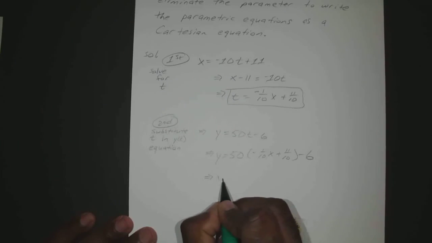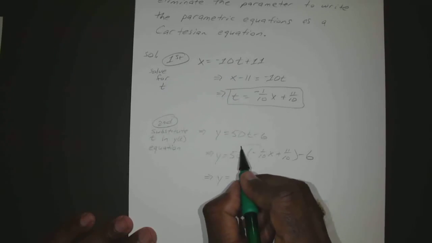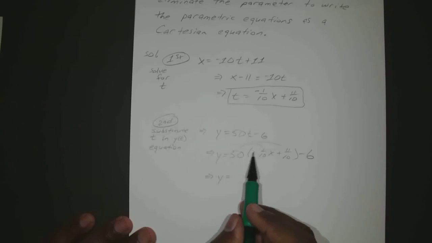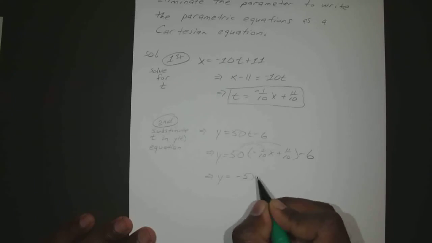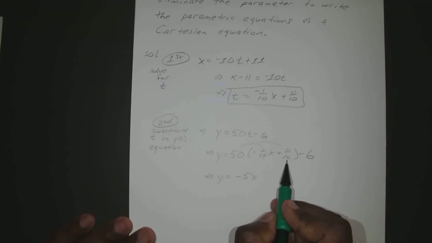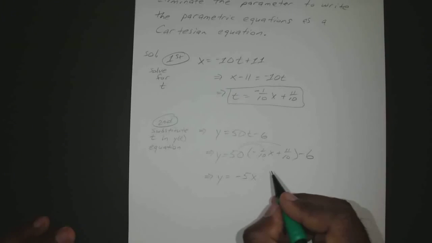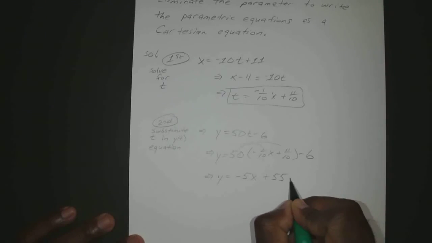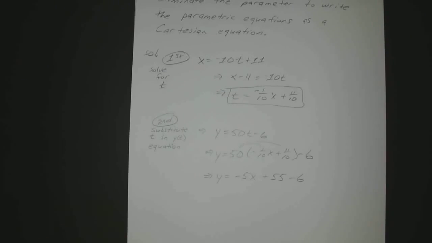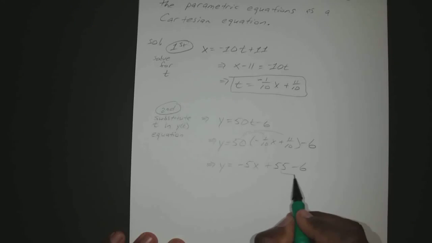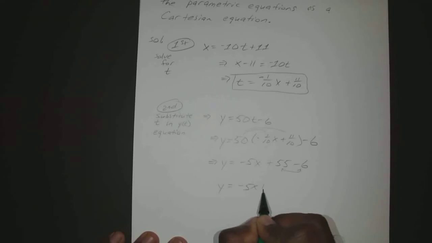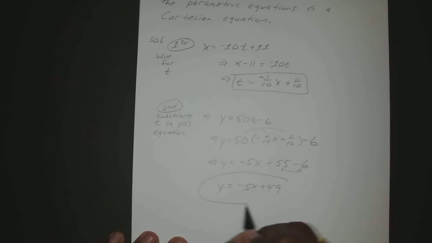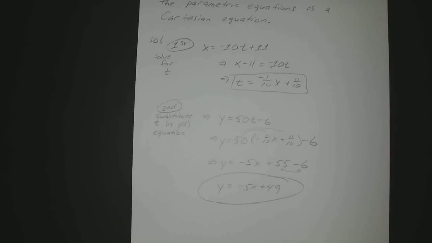So that becomes y equals, we'll go ahead and distribute that. 50 divided by 10 is 5, so you have negative 5x. 50 divided by 10 is 5, so that would be plus 55 minus 6. Then just combine your like terms. y equals negative 5x plus 49. So all you do is get rid of the parameter, or eliminate the parameter.